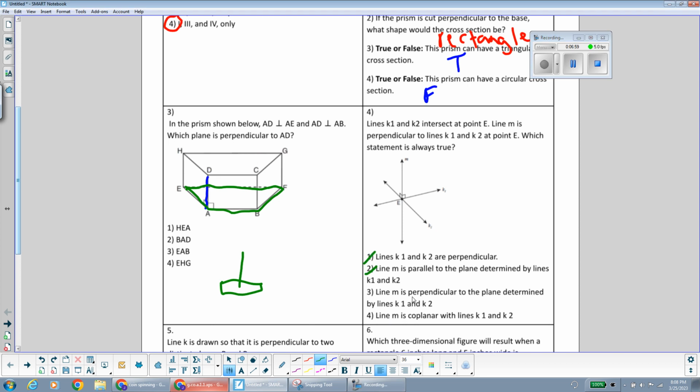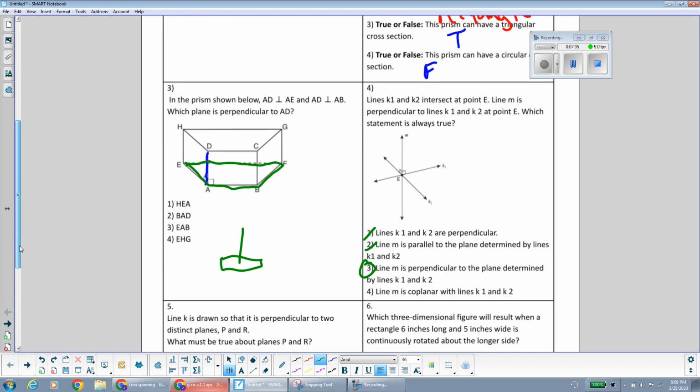Moving down. Line M is perpendicular to the plane determined by lines K1 and K2. That is the correct answer. If M is perpendicular to lines K1 and K2, then that means that it also has to be perpendicular to the planes that are determined by those two lines that it is perpendicular to. Let's take a look at choice 4, which is not correct. Line M is coplanar with lines K1 and K2. They are not on the same plane. So answer choice 3 is the correct one here.